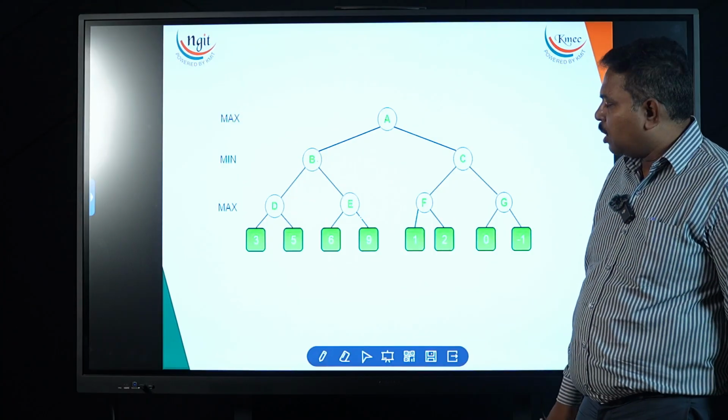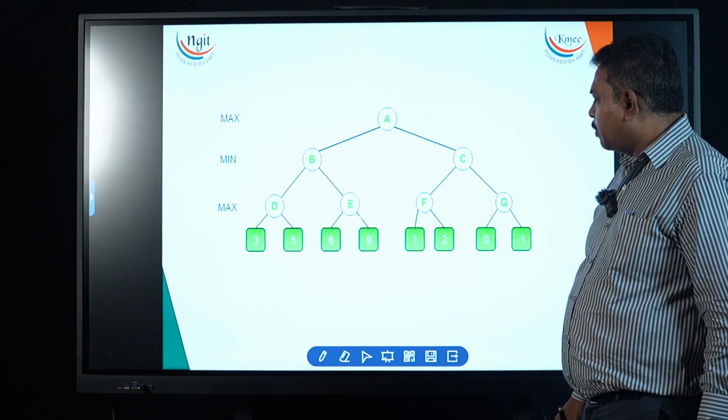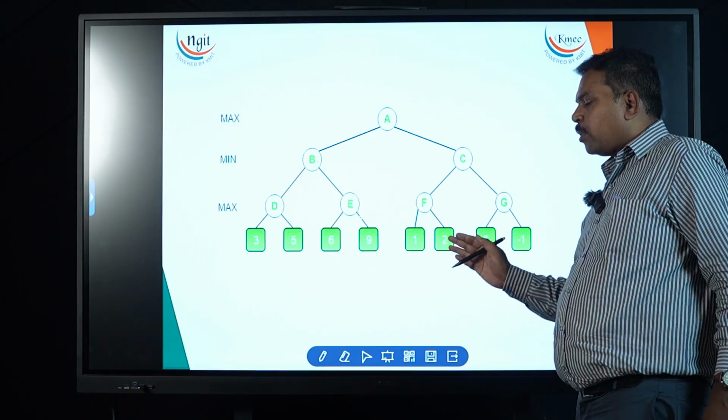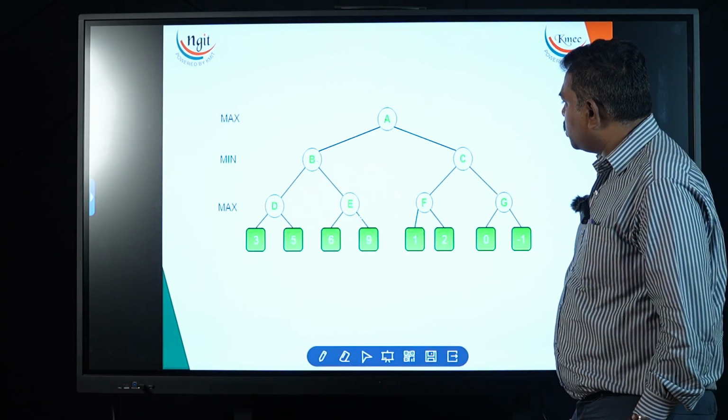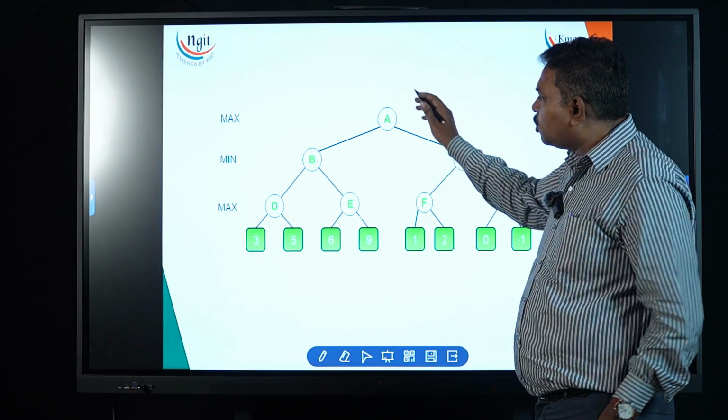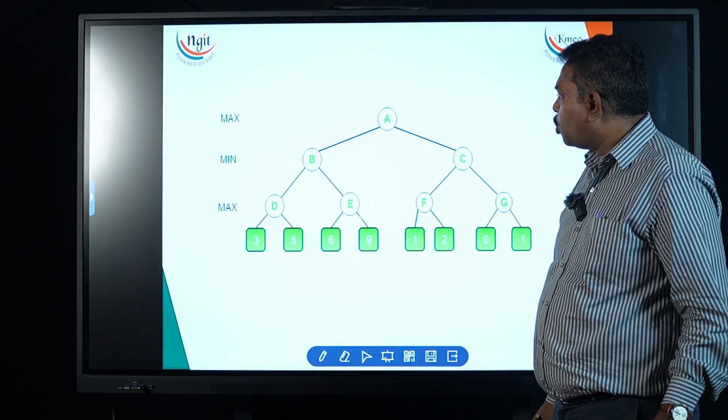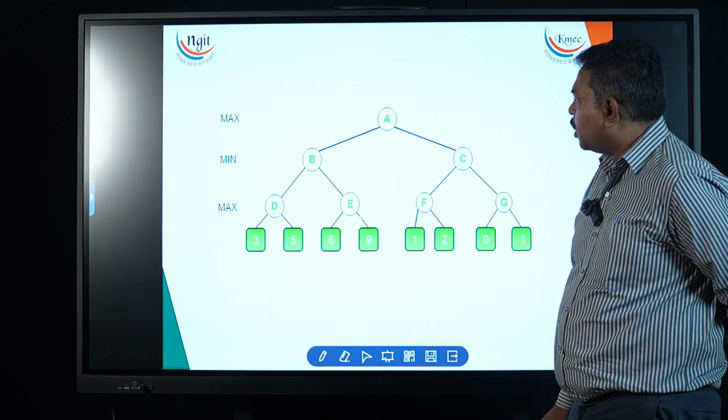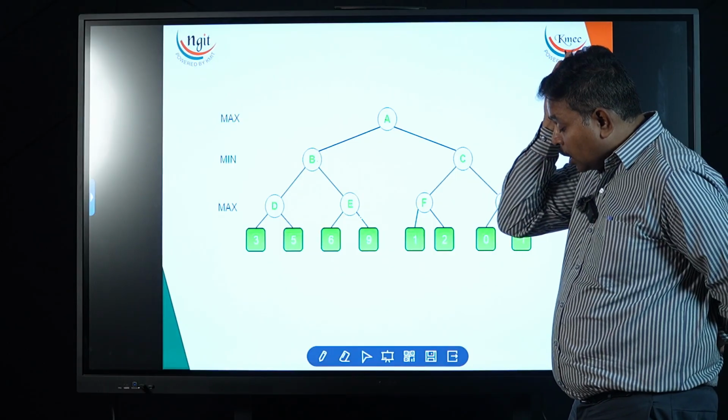What we do, we try to minimize the searching paths. So what we do, we cut down the branches that don't give any value to the player. We call it pruning. Alpha beta pruning. What does alpha beta pruning mean?